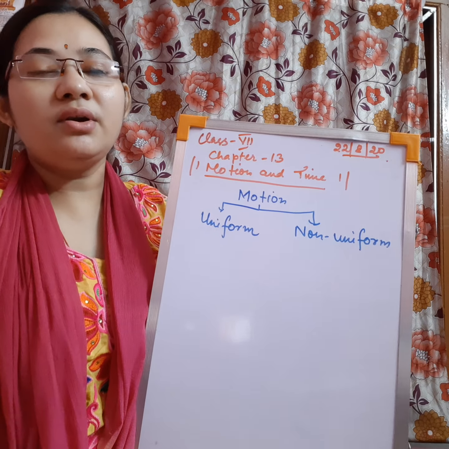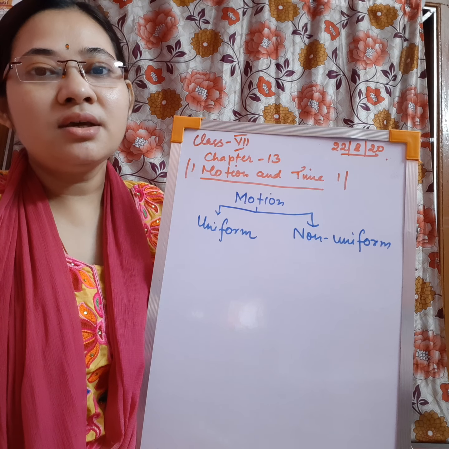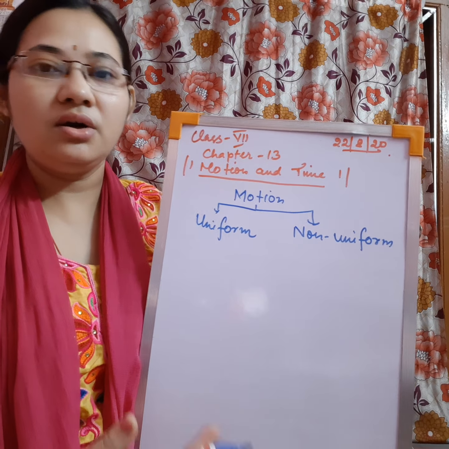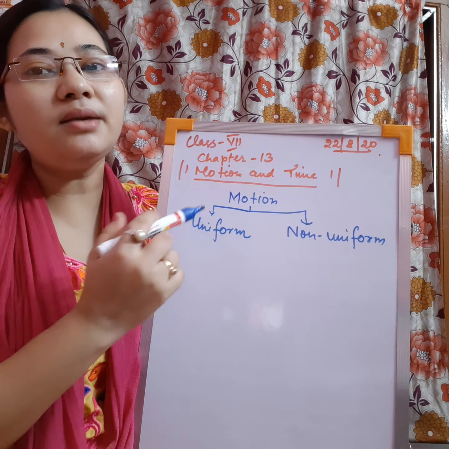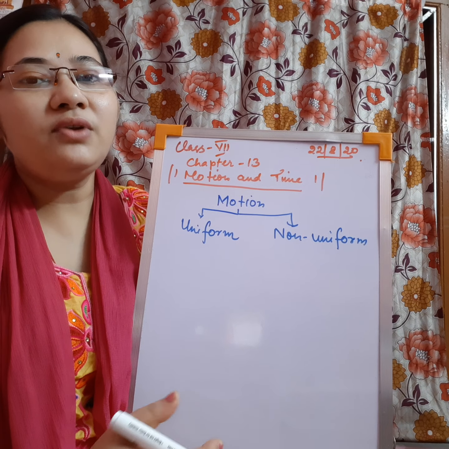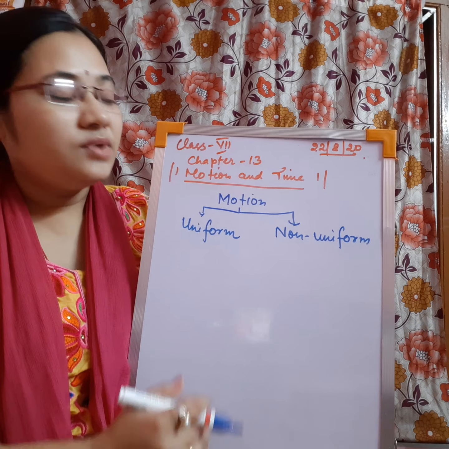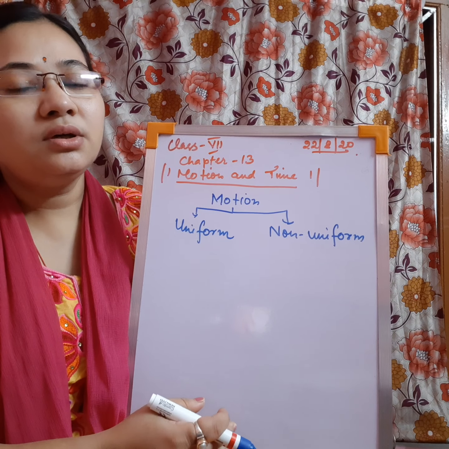Now motion, we have already studied that a body is said to be in motion when its position is changing with respect to time and surrounding. When the position of a body changes with respect to time and surrounding, then that particular body is said to be in motion. For example, a bird flying, or a car moving on a road, or if you are walking, these are all examples of motion.